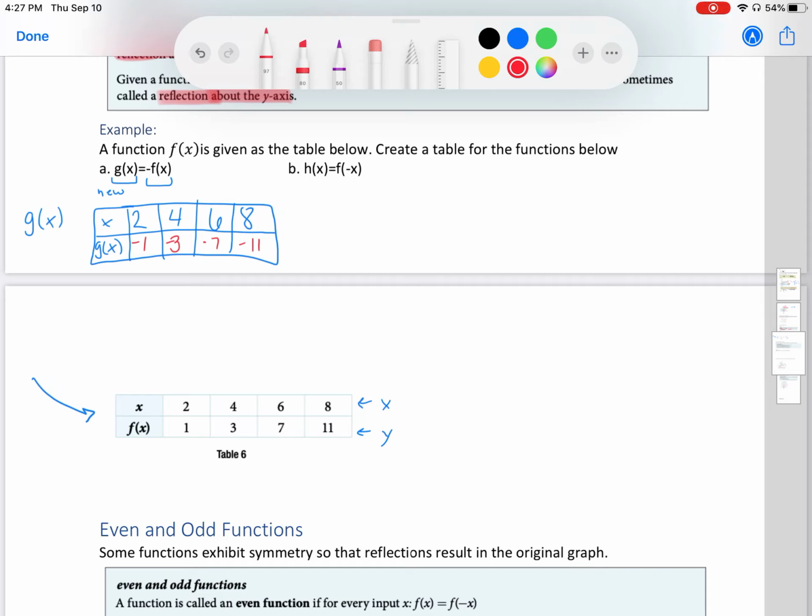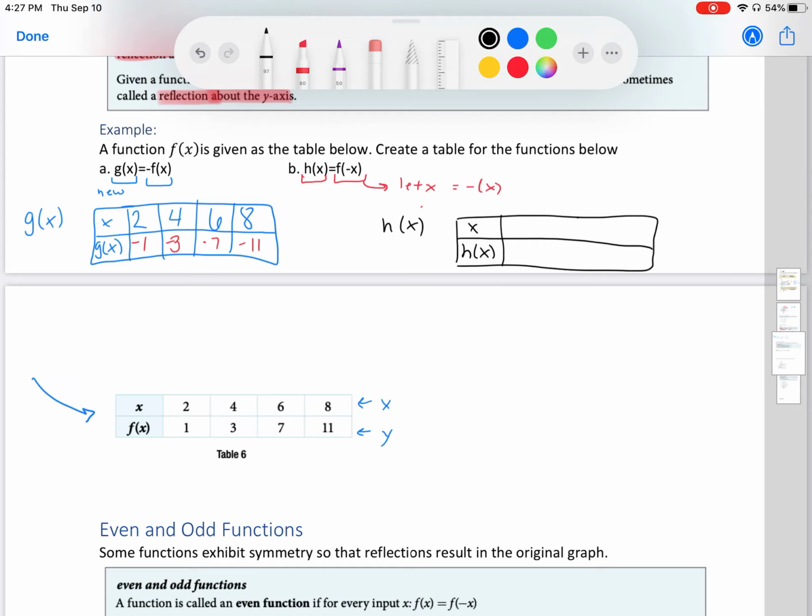Now for the next one, I have a new function, h of x, and it's going to be made up by the negative x for every f of x. So this is telling me to let x be a negative, or multiply it by a negative. So our new chart would be for our new function h of x. It would be x and your output h of x.